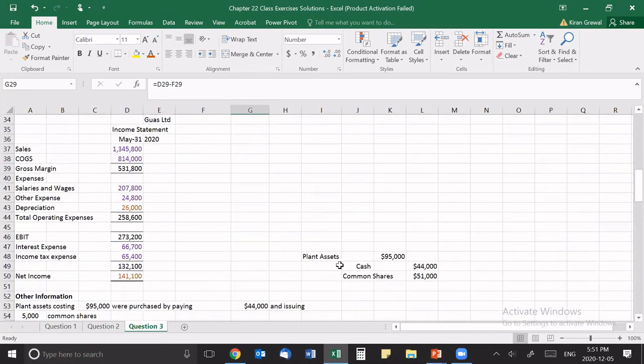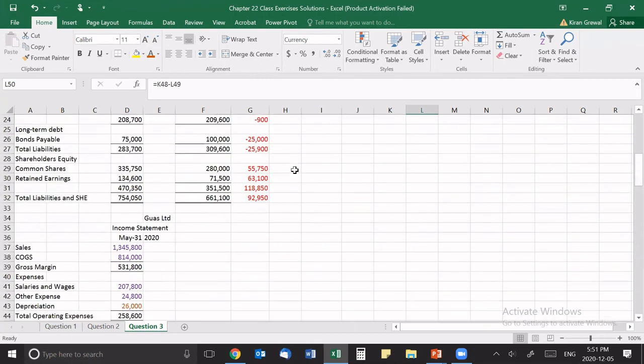We know that common shares of 51,000 were issued in payment for these plant assets. So we know that out of this 55,750, 51,000 had to do with purchasing the plant assets, which we didn't get cash for. We got a plant asset. Okay, so what's remaining now is 4,750. So we need to figure out where this came from. What was this related to?